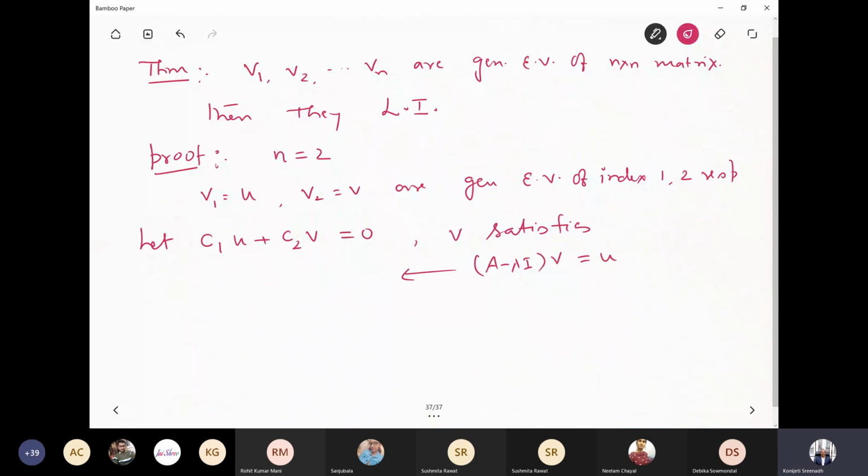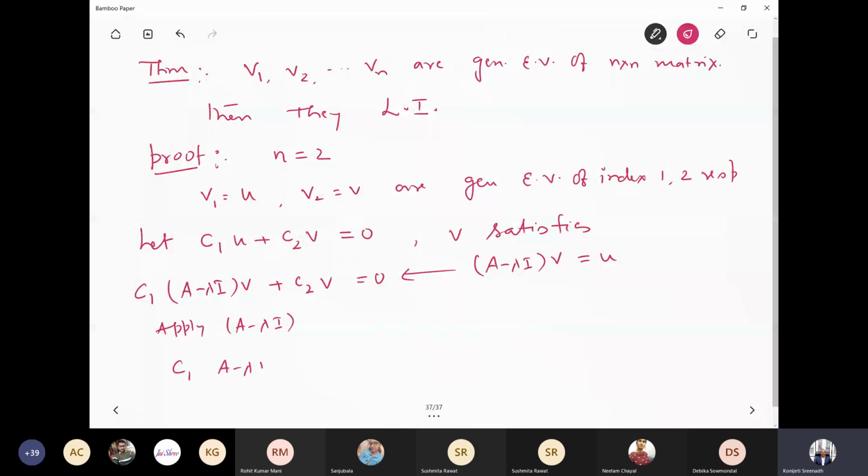Okay, so you get U is A minus lambda I into V, and C1 plus C2 V. Apply the operator A minus lambda I once again. Then we get C1 A minus lambda I square into V plus C2 A minus lambda I V equals 0.